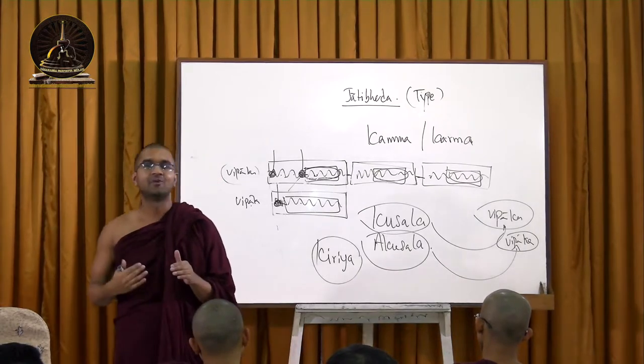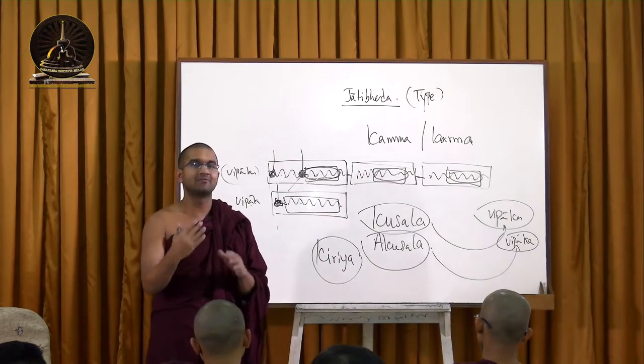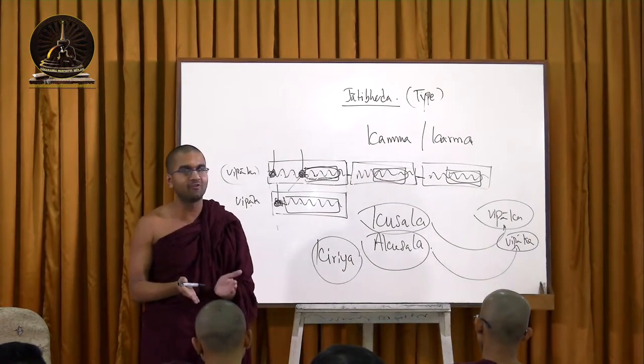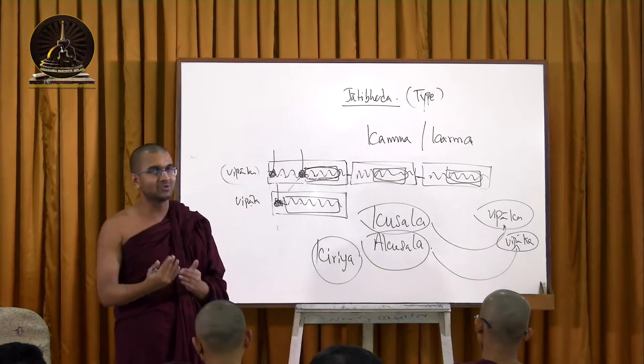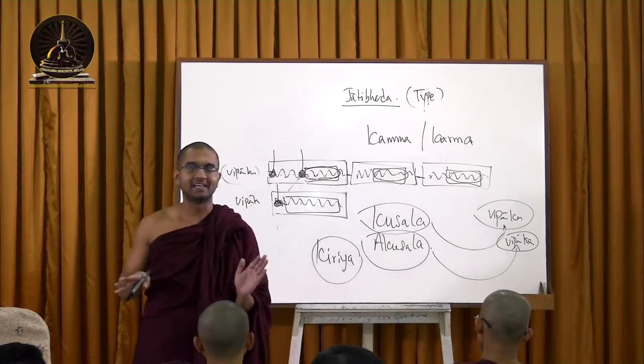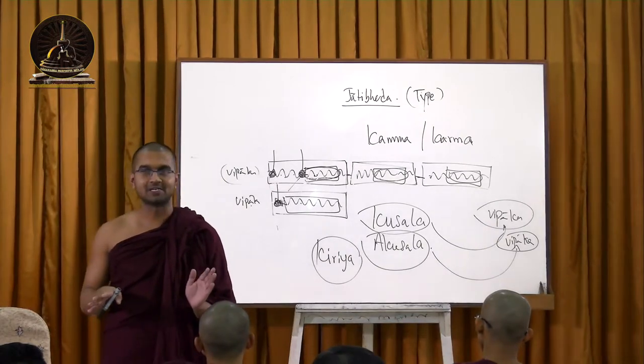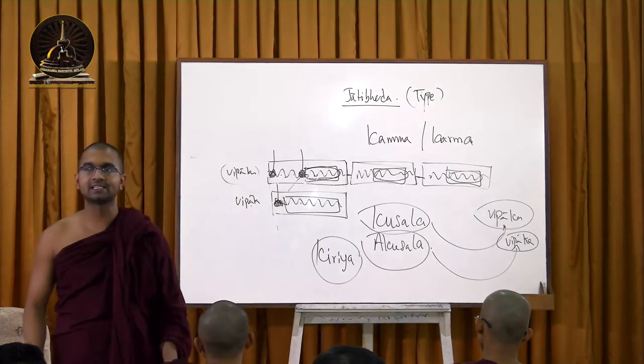So likewise, when a person is born in a woeful realm, akusala kammas get the opportunity, and he gets the results of this past kamma. So this is how it is explained, the gati sampatti and vipatti.